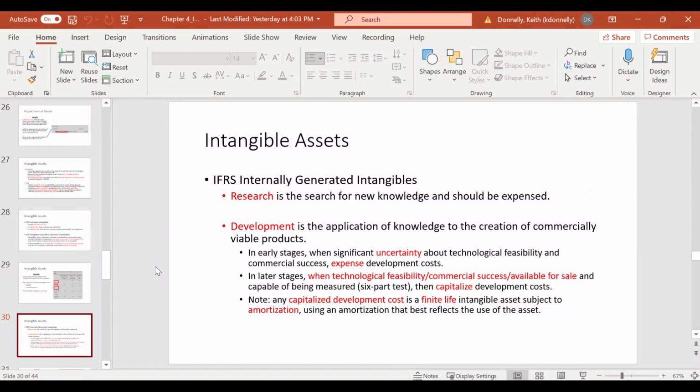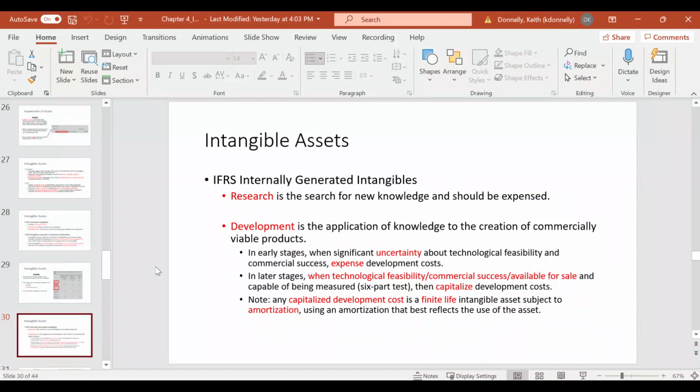Now, with regard to internally generated intangibles, we have to separate research from development. So oftentimes you'll see R&D as one word, but they're actually two separate things. So research is the search for new knowledge. This is basically immediately expensed, whereas development is the application of knowledge to commercially viable products.